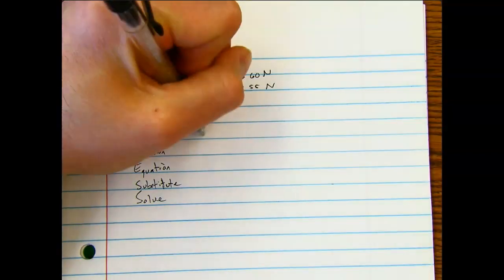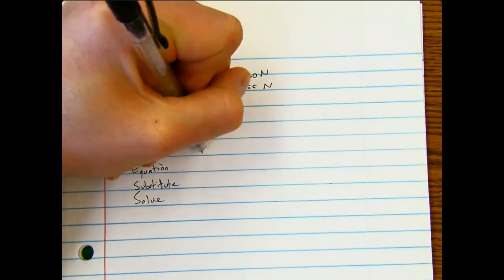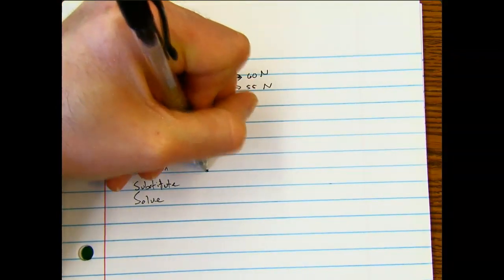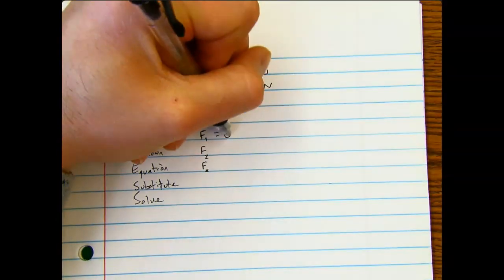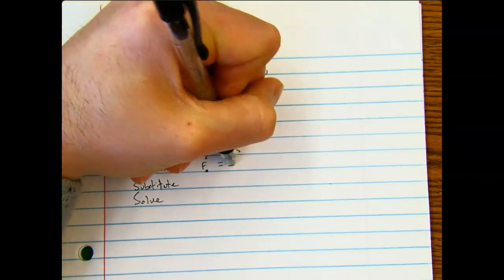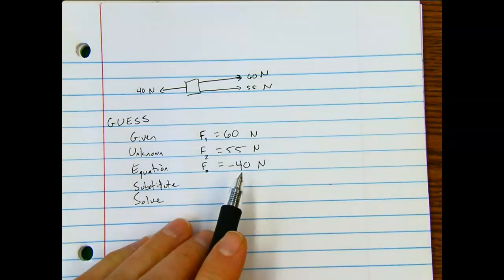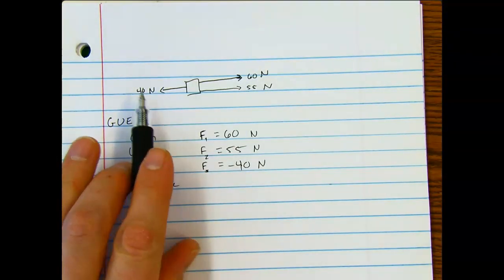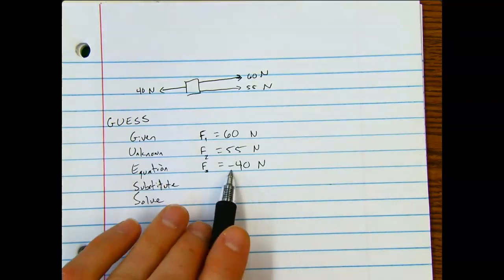All right, so the givens. We were given a few different forces. I'm just going to number these: force 1, force 2, force 3. So we have 60 newtons, we have 55 newtons, and we have negative 40 newtons. Now the negative comes from the fact that John was pushing to the left. Because it's to the left, we treat it as a negative.